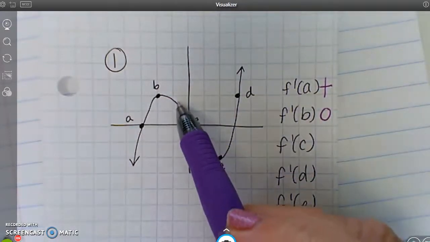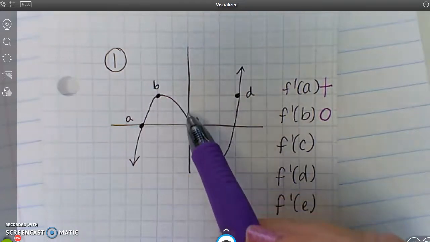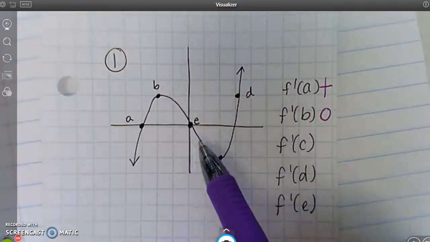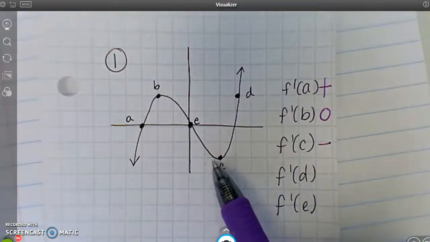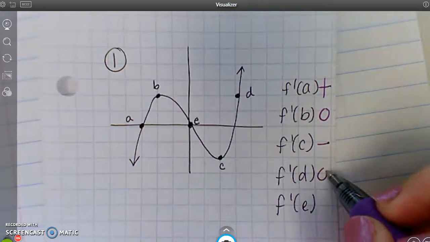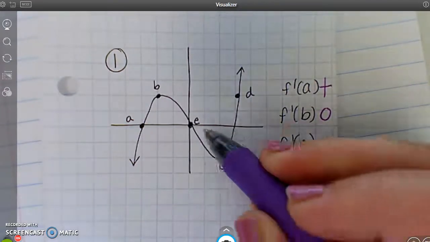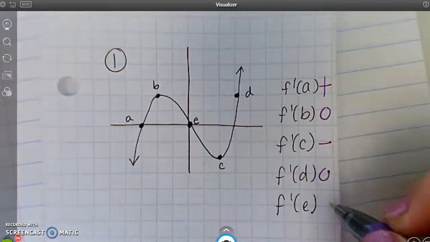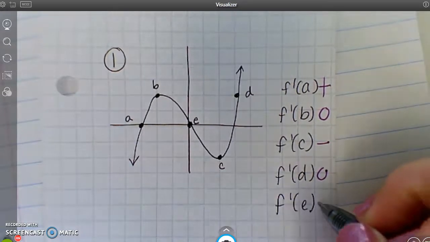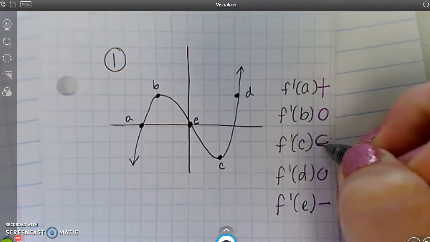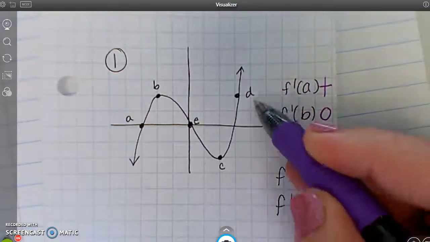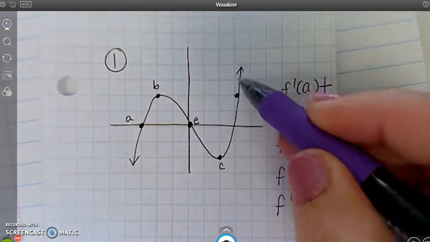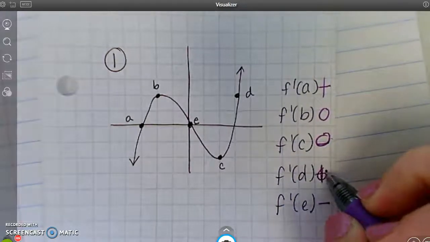E would have a negative slope because when I draw the tangent line, I'm going down. C would also be 0. You know what? I labeled these wrong. E would be negative. C would be 0. And then if I go to D, D is going to come out to be positive because of that tangent line. Sorry about that labeling there.